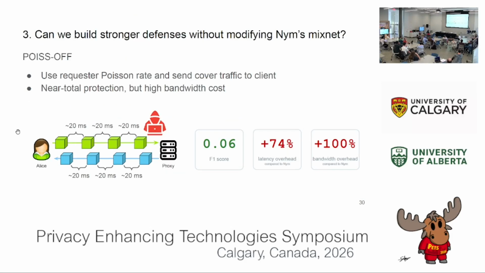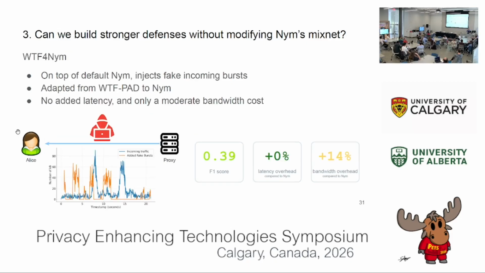So the first defense we propose is to have the cover traffic reach Alice, and this is what we call Poisson. It will send at a constant rate, and it gives near total protection, but still has a lot of overhead. This is overhead compared to vanilla NIM, so it's higher than NIM, which is already high.